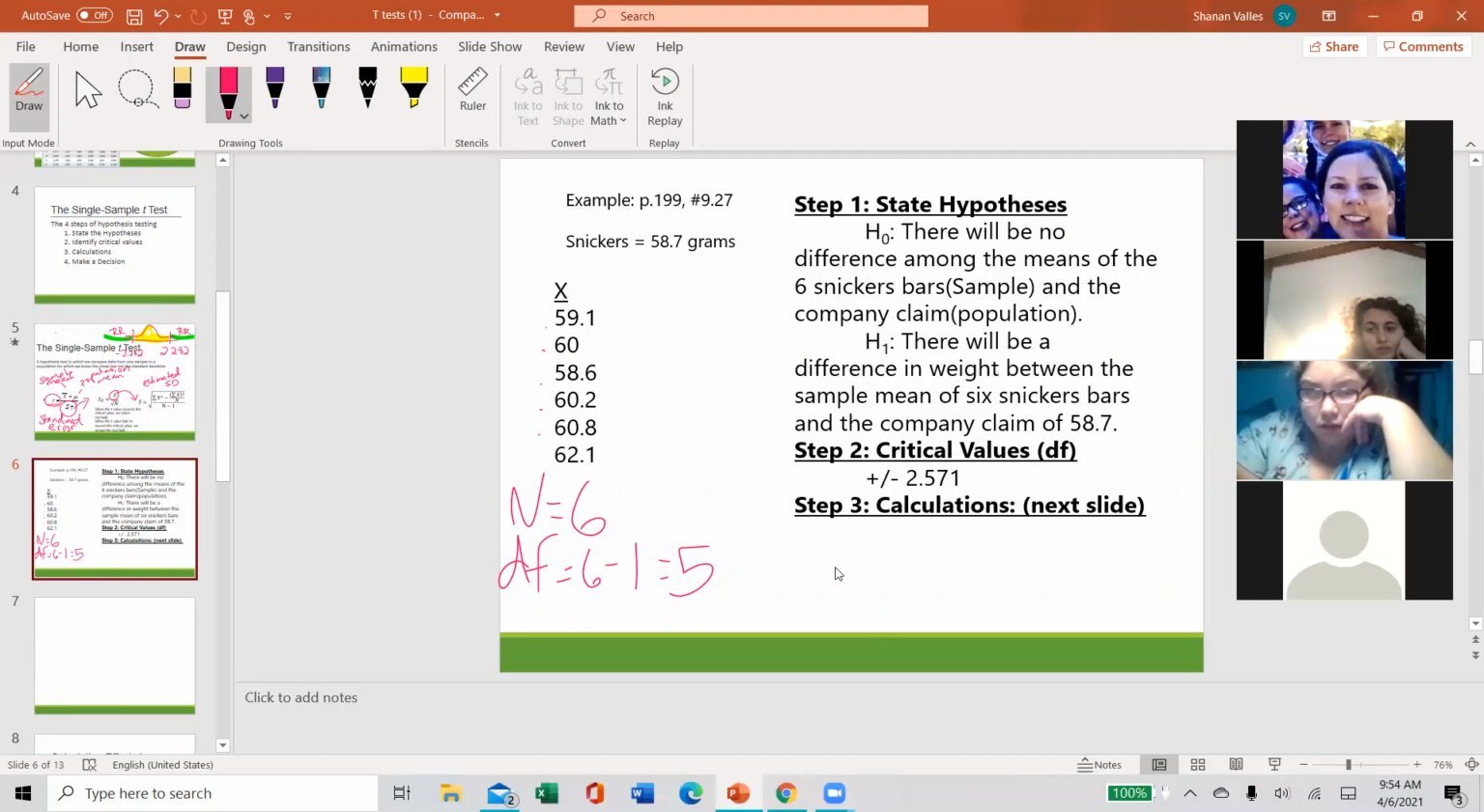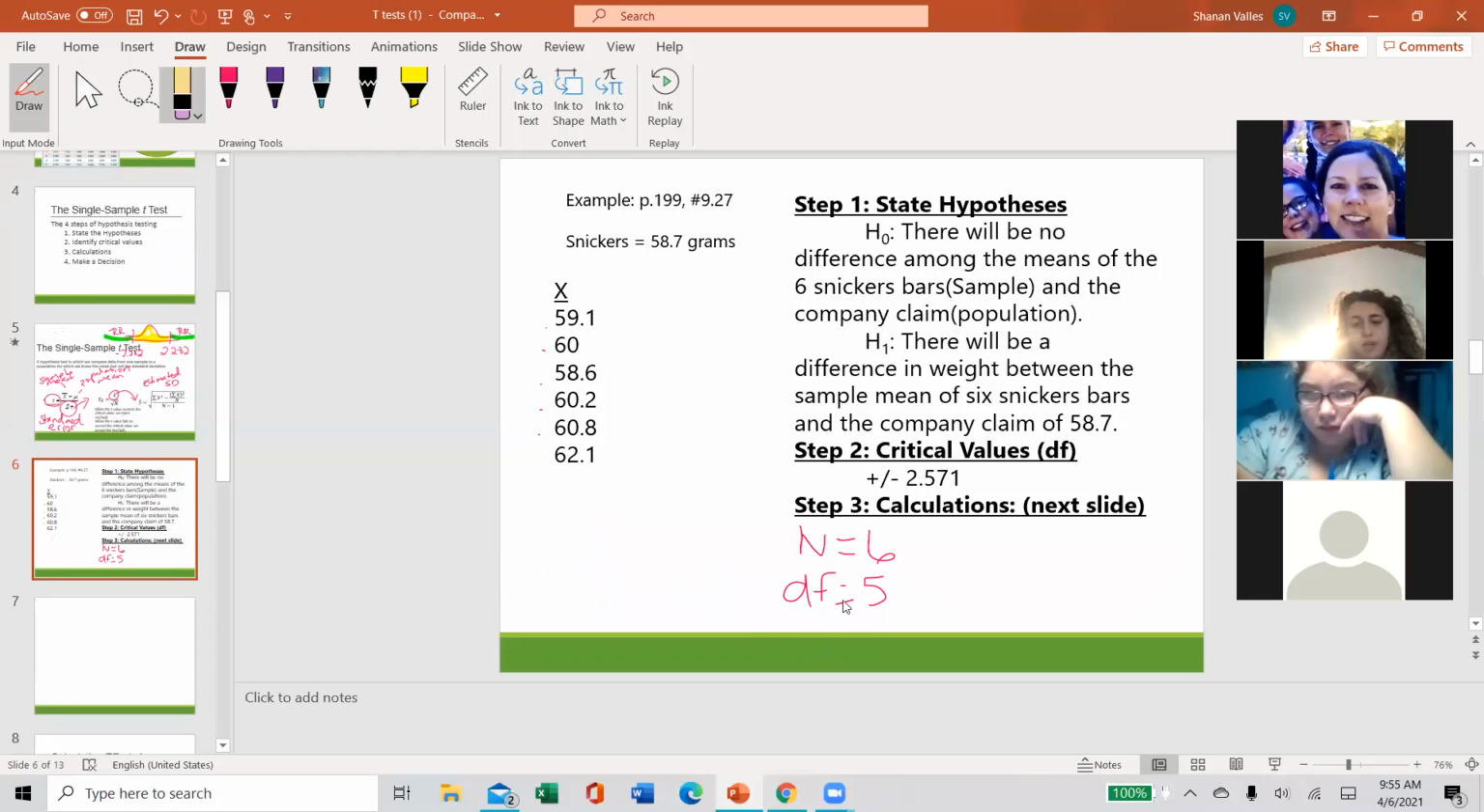Okay, guys, now we get to do the number crunching. I'm going to put this stuff over here because we're just going to need that. We don't really need degrees of freedom anymore. The only time we need degrees of freedom is when we find our critical values, and we already did step 2, so I'll keep it here just in case.